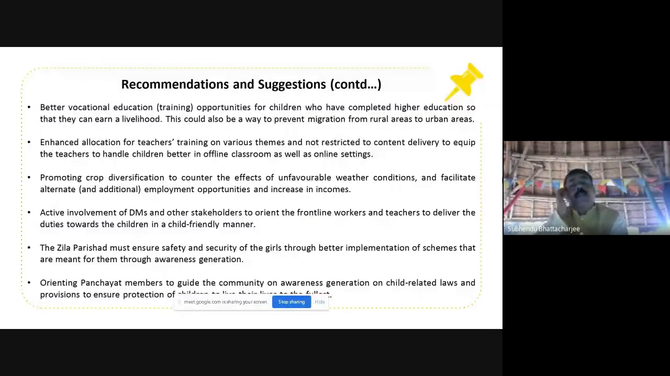As I say, like the Kashmir Back to Village program, the Zila Parishad must ensure safety and security of girls, so there is better implementation of schemes which are there in Mission Bal. To ensure this, there is monitoring of the schools and planning.